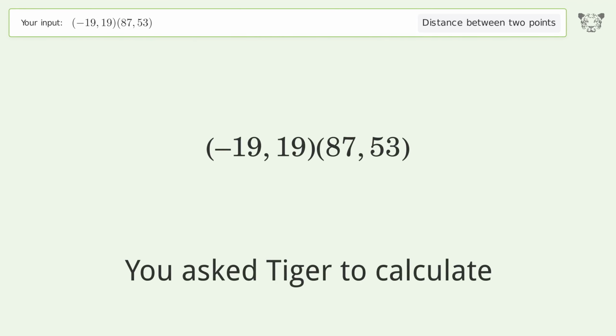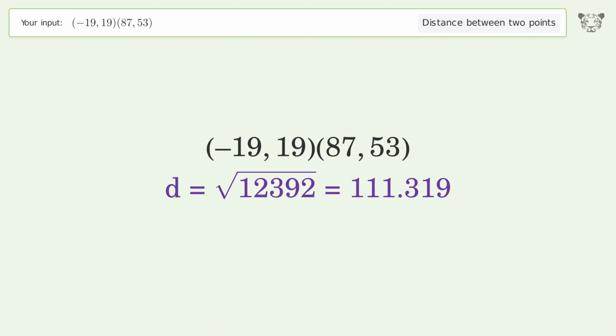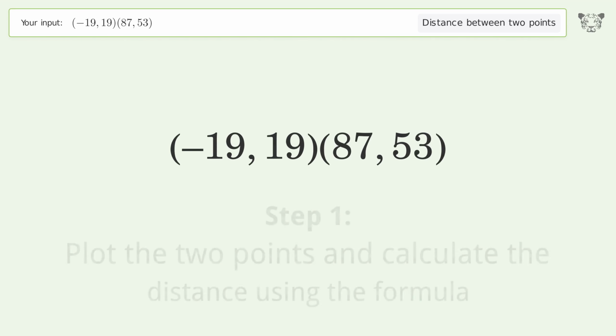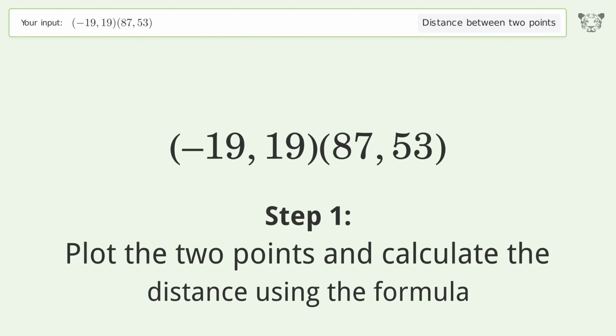You ask Tiger to calculate. This deals with the distance between 2 points. The distance between the 2 points is the square root of 12,392 or 111.319. Let's solve it step by step. Plot the 2 points and calculate the distance using the formula.